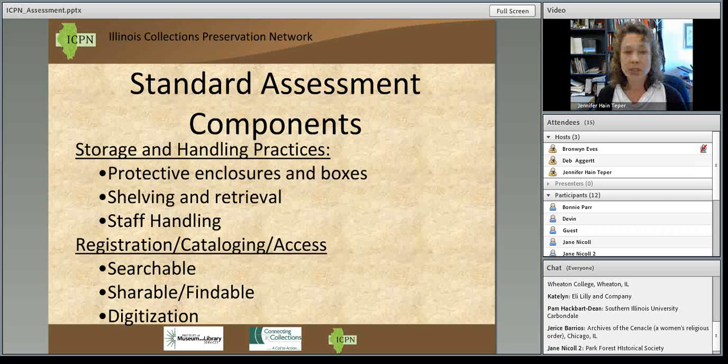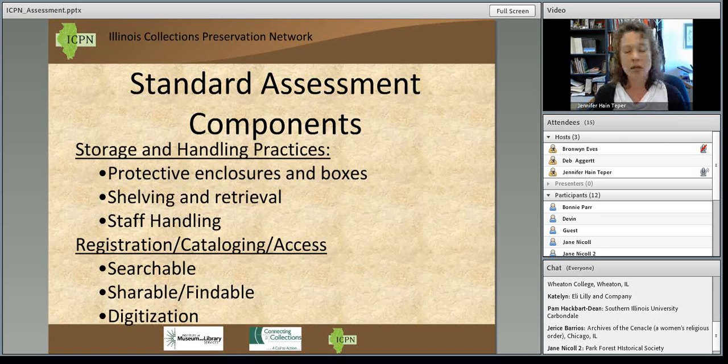You obviously want to look at storage and handling practices. So does your institution use protective enclosures and boxes for the storage of materials, or is everything just out open on the shelf? How do you retrieve materials from storage? How do you train your staff to do it? Do you have completely open shelves to the public? How does the public interface with your collection? So understanding that. And then obviously staff and user handling. How are those materials being handled? And are you taking preservation into consideration when materials are being handled?